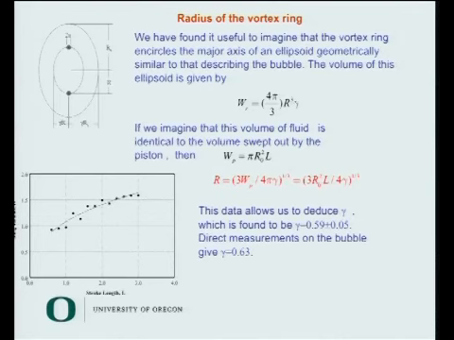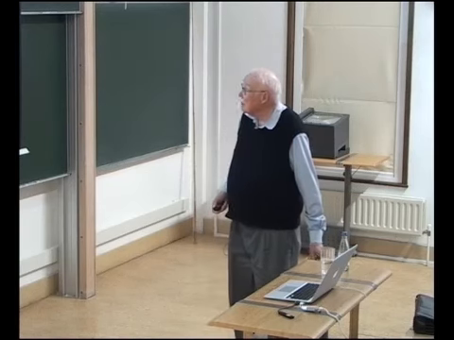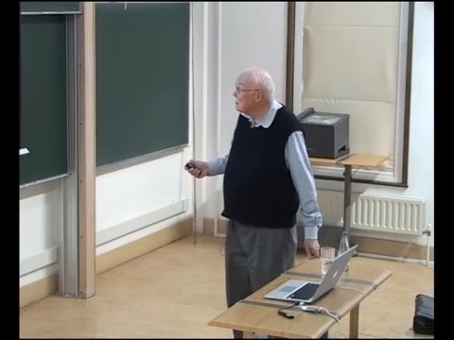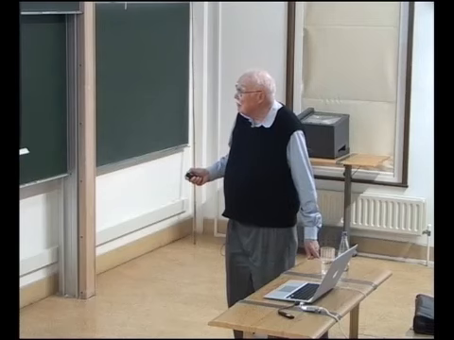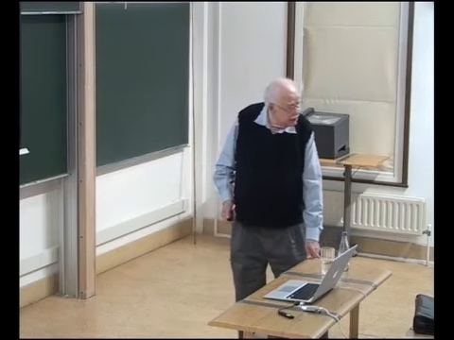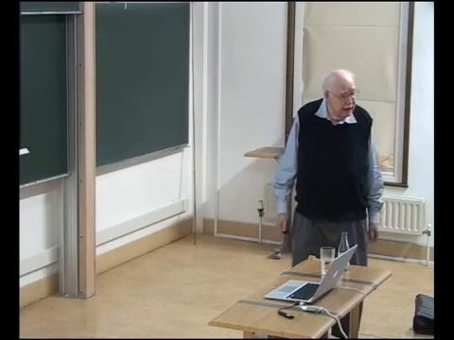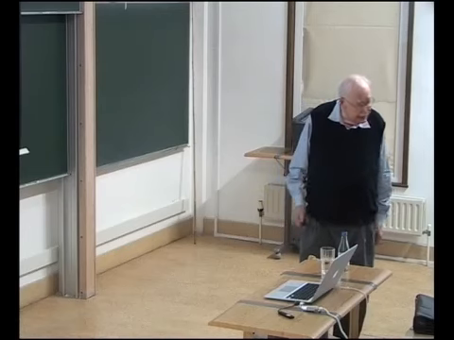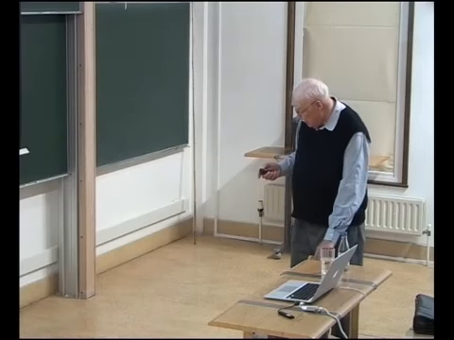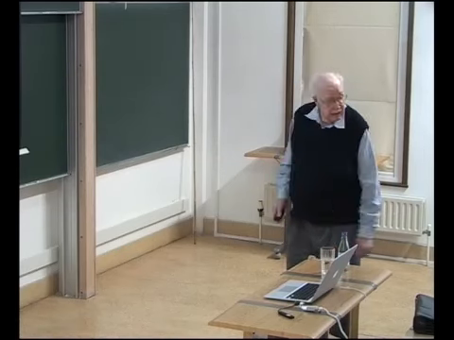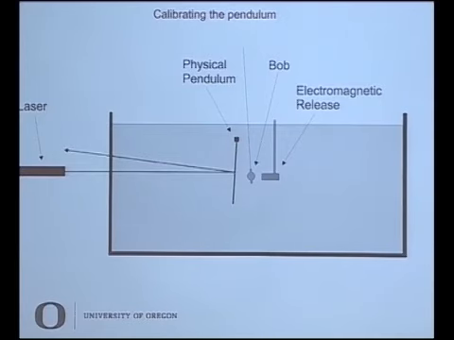And we did a bunch of experiments in which we measured the radius of the ring against the stroke length and got this set of dots and put this formula through it. And the best fit gives you an eccentricity of about 0.59 plus or minus 0.05, and direct measurements of the bubble give 0.63. So I think it's quite successful, and it's a neat little thing. If nothing else, it's a good correlation in the engineering sense.